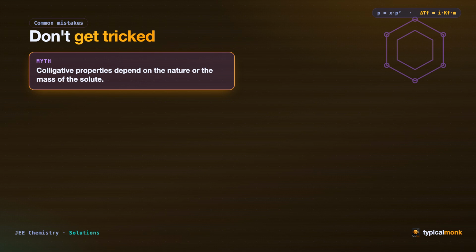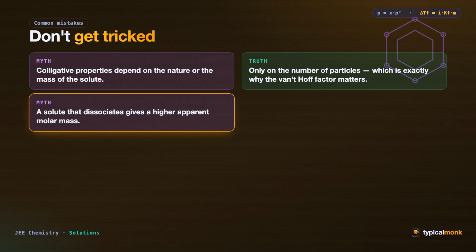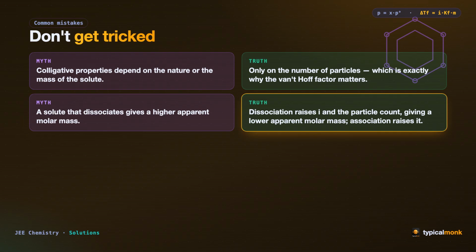Now the 2 mistakes that quietly cost marks. The myth. Colligative properties depend on the nature or the mass of the solute. The truth. They depend only on the number of particles. And that is exactly why the Van't Hoff factor matters. It counts how the particles multiply or combine. The second myth. A solute that dissociates gives a higher apparent molar mass. The truth, dissociation raises i and the particle count, which gives a lower apparent molar mass. It is association, where particles combine, that raises the apparent molar mass.